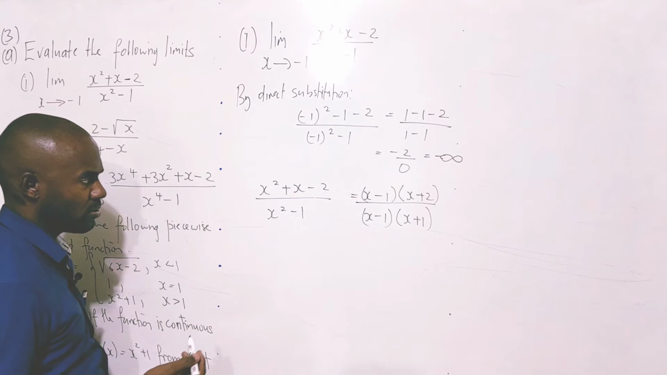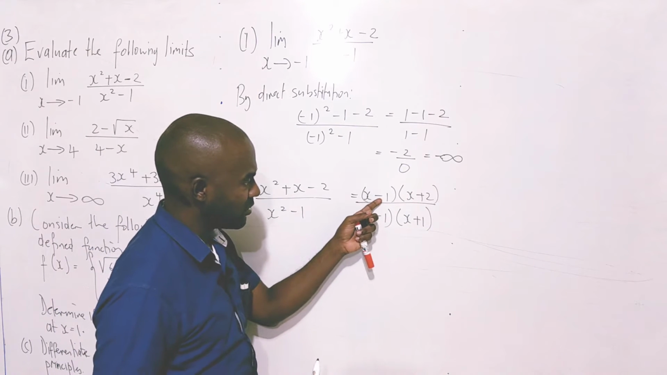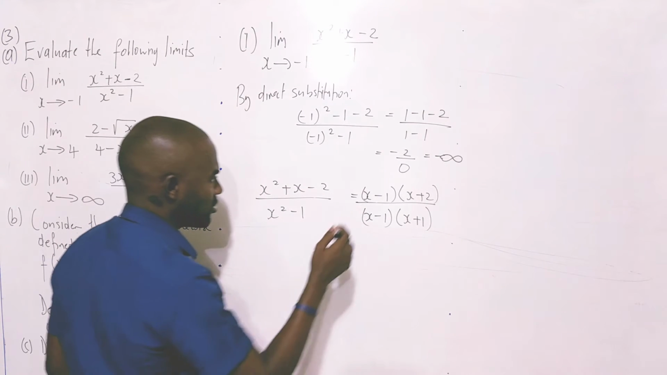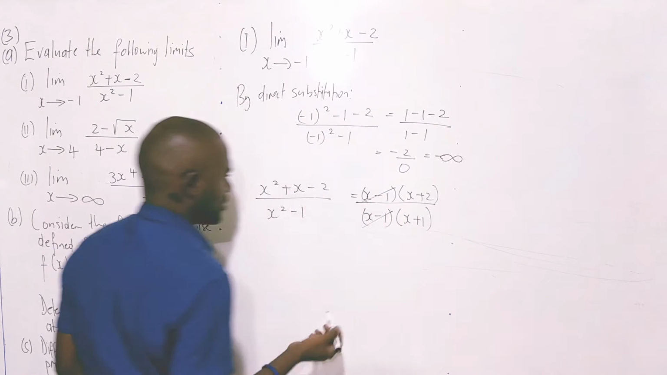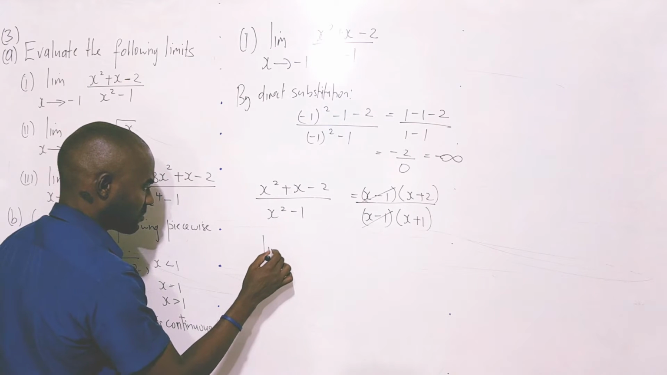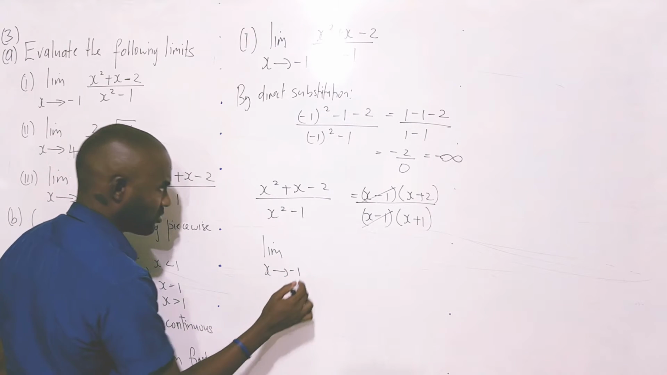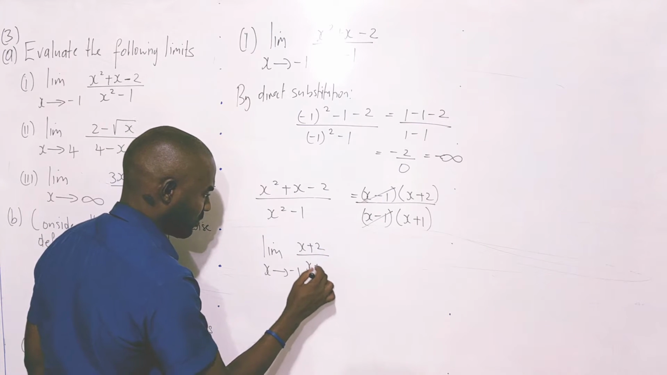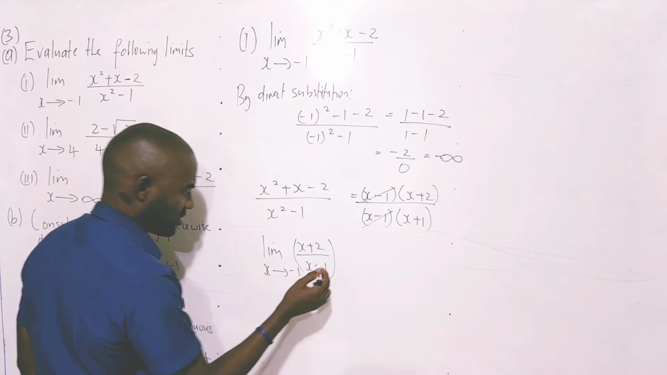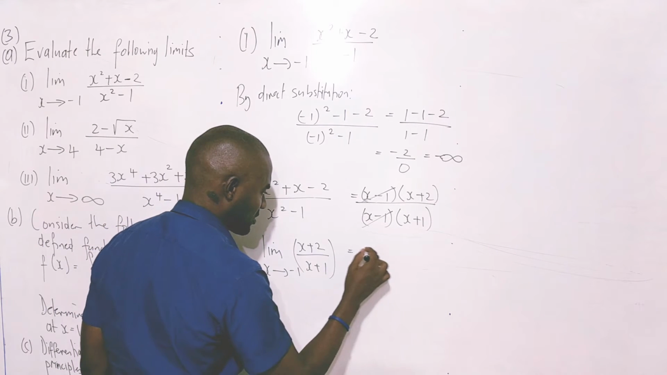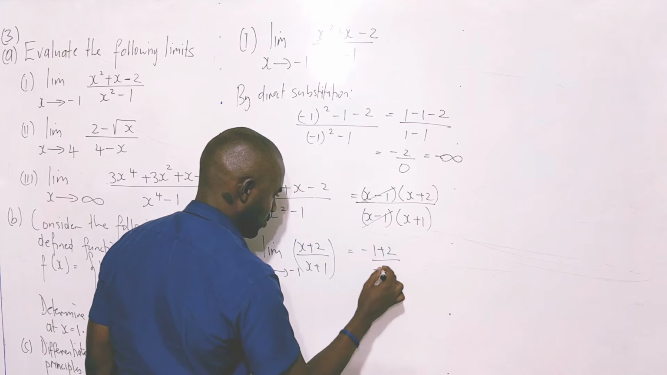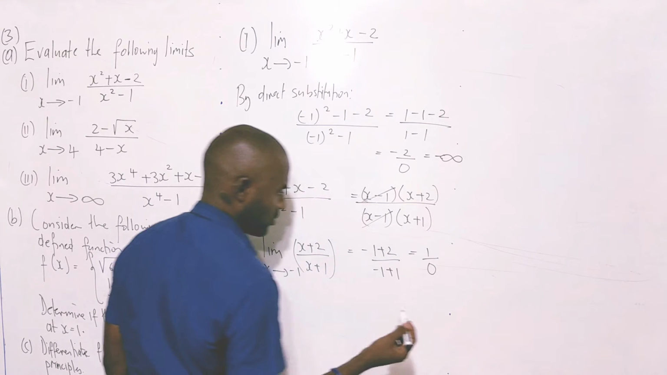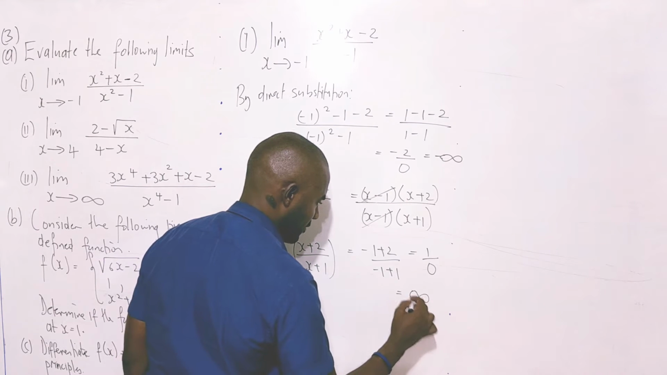Now what do we notice? We have an x minus 1 factor in the numerator, and we also have an x minus 1 factor in the denominator, so we can go ahead and cancel these. Therefore this becomes the limit as x approaches minus 1 of x plus 2 divided by x plus 1. And then of course we substitute x equals minus 1, which gives us minus 1 plus 2 over minus 1 plus 1, which gives us 1 over 0, which we say is equal to infinity.